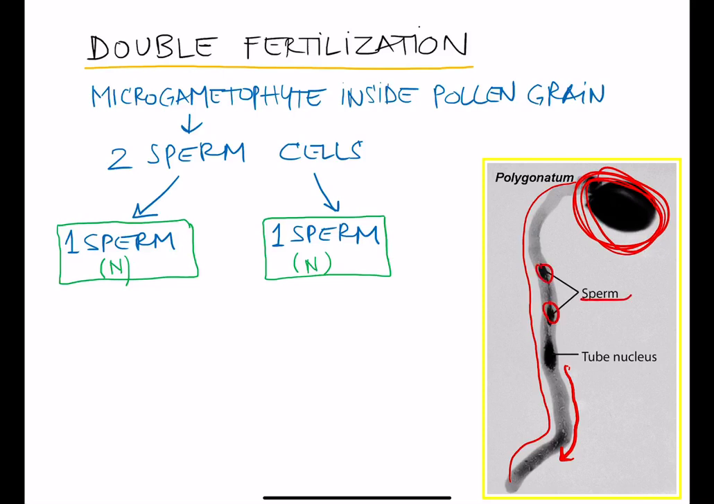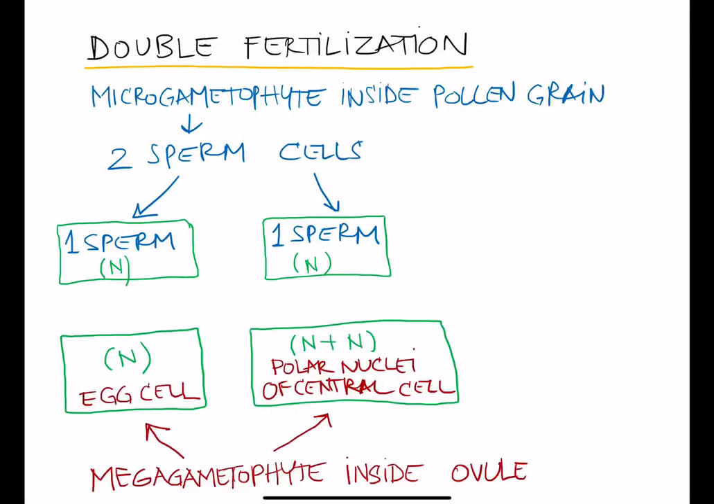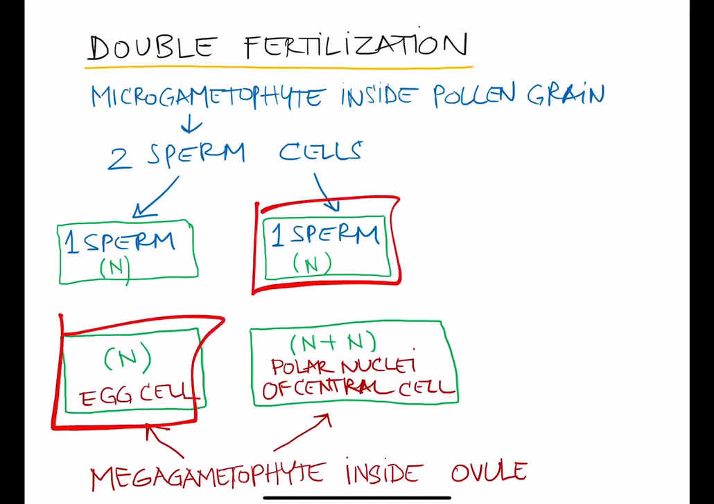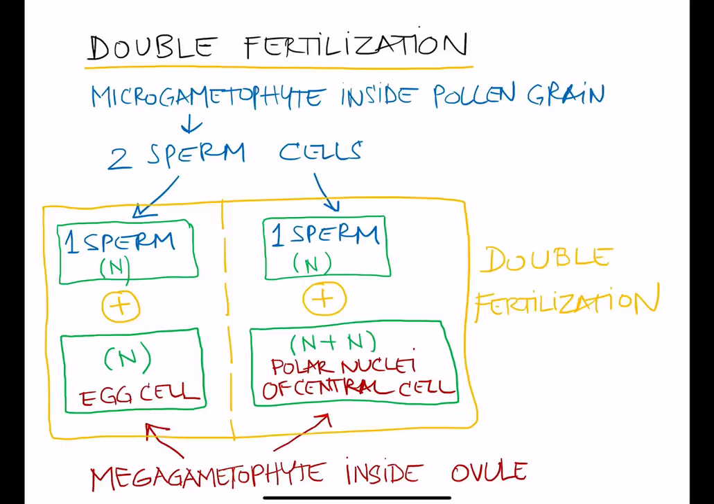Wild. Crazy. Well, one of those sperm cells is going to fertilize the egg cell as expected, and the other sperm cell is going to fertilize those 2 polar nuclei in the center of that embryo sac. That's wild, because those, remember, were this weird sort of ploidy. So this is what I mean by double fertilization.